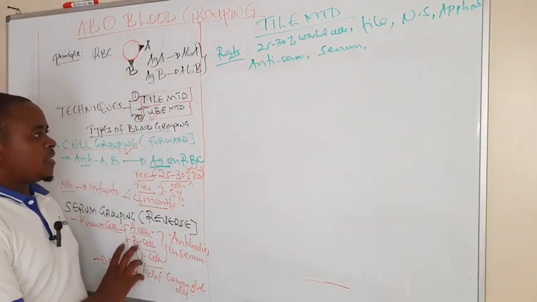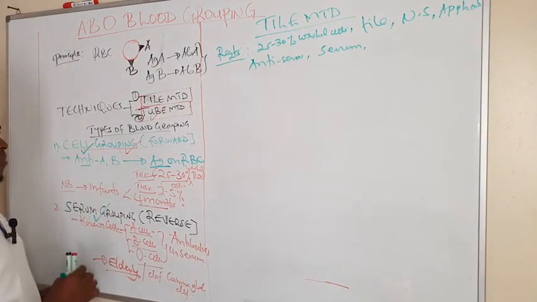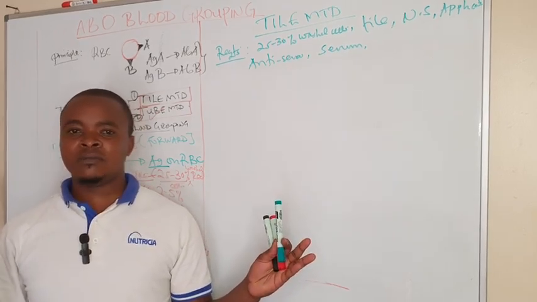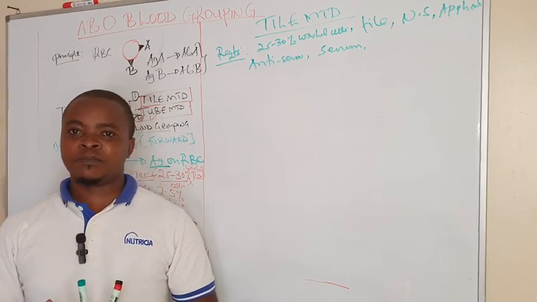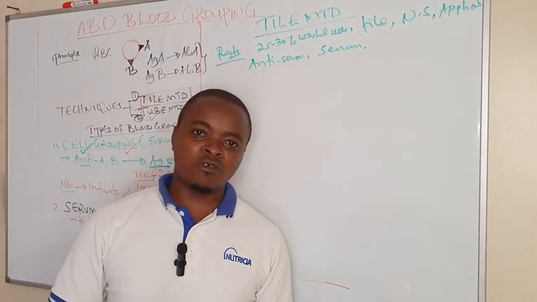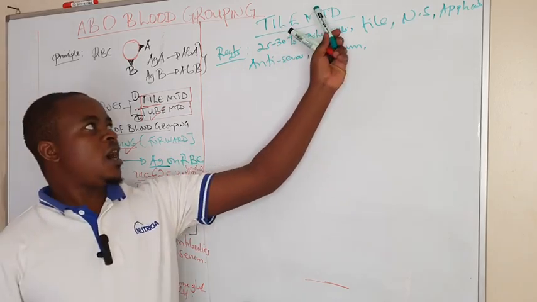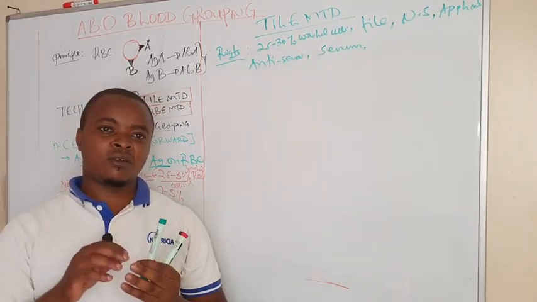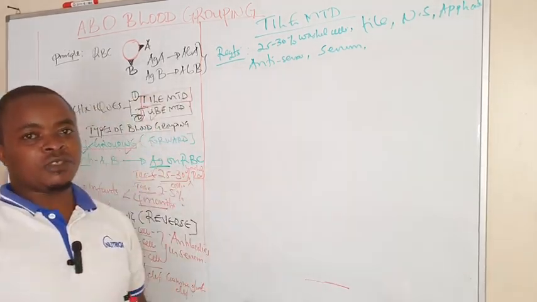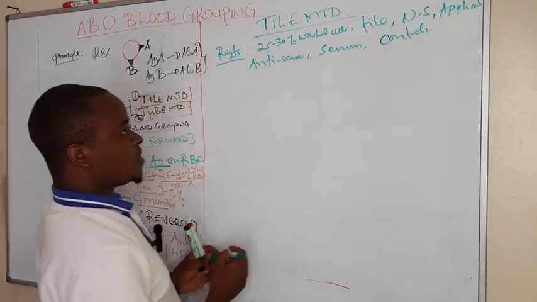Another point to note here is that it is recommended to do both cell and serum grouping at the same time on the same patient. Why? When we do both cell and serum, we are able to identify discrepancy. So it is always highly advisable as a lab technologist or technician to do both at the same time. In my presentation under the tile method, we are going to do both cell and serum grouping so that we rule out any discrepancy. And another thing, never forget, always include controls. So even among the requirements, we need controls.